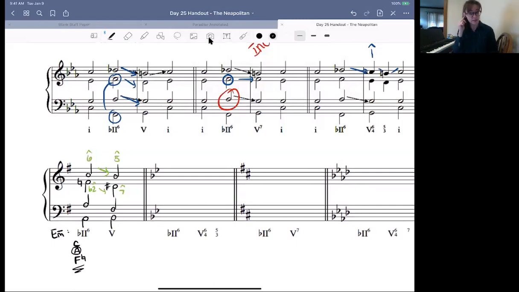So that gives you a nice model. So I'd like you to pause me and work out these other 3. Again, only minor keys. Each of them goes somewhere different.